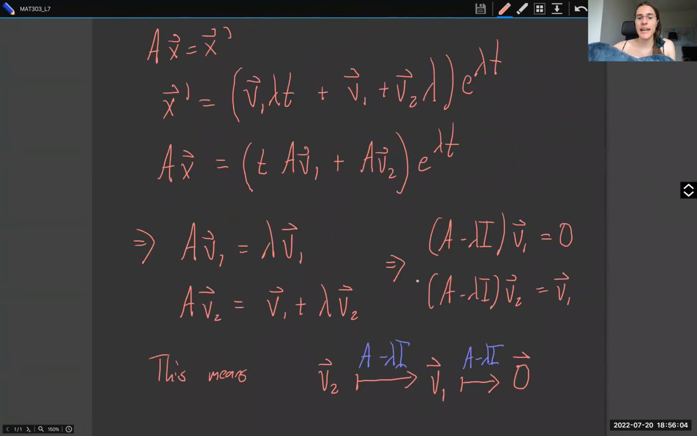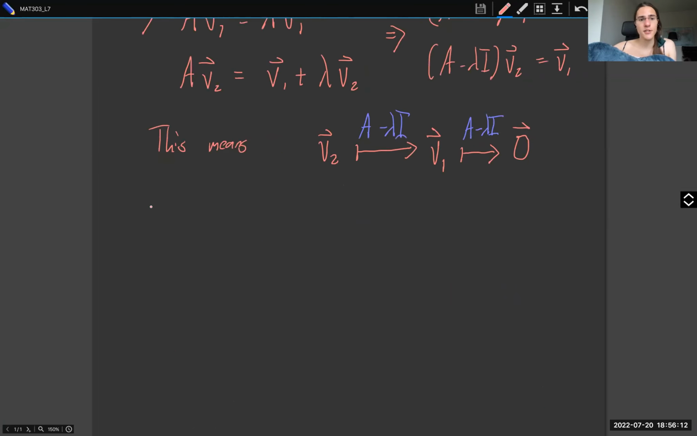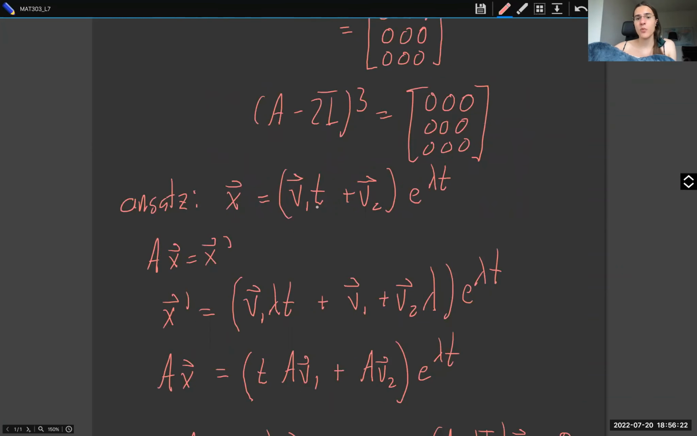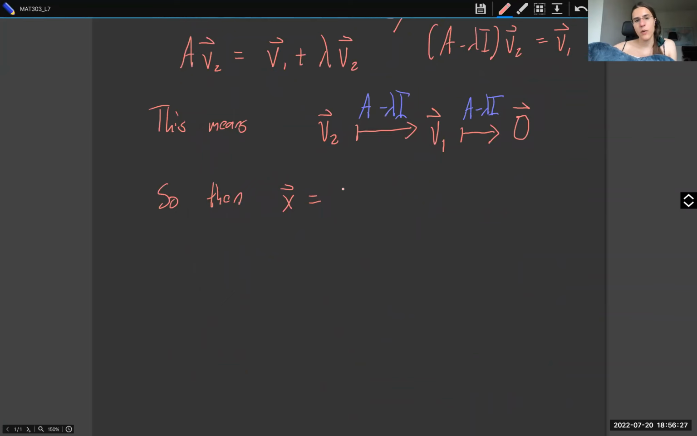So what's the summary then? Well, we found that if we have something of this form, then we get a solution of this form, right? So x is equal to, what was our ansatz? v1 t plus v2. Well, let's write it like this: t e to the lambda t v1 plus e to the lambda t v2 is a solution.